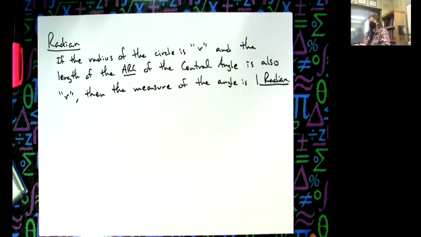So if the radius is r, so some distance r, and then the arc of the central angle is that same distance around the curve, so it's still the same distance r, then that angle is going to be referred to as 1 radian. So that would be our unit measure.